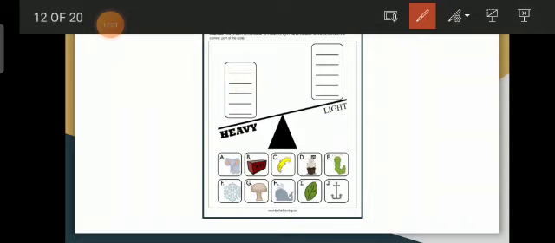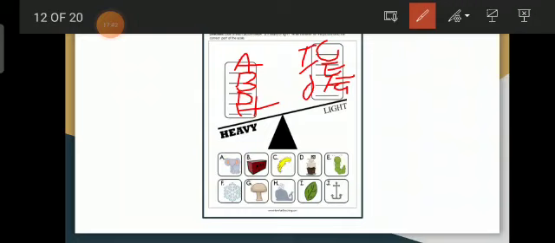Okay, now look at this one. A, what do you think? A is heavy or light? Heavy. B is heavy. C is lighter. D is heavy. E is light. F is light. G is light. H is heavy. I is light. And J is also light. Okay? This is how I'm using these alphabets.